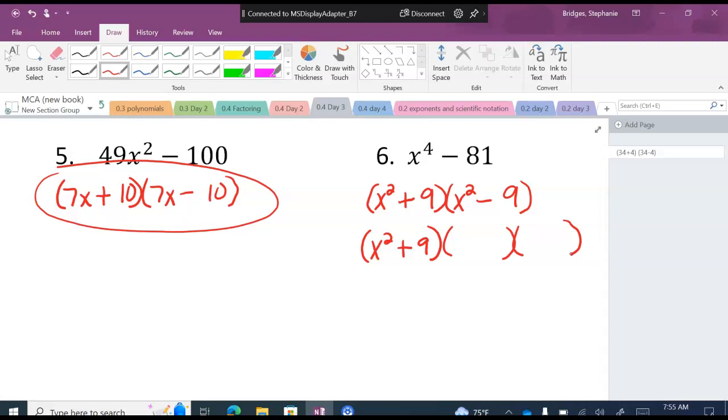What is the square root of x squared? X. And what is the square root of 9? 3. And then we do 1 plus, and we do 1 minus.